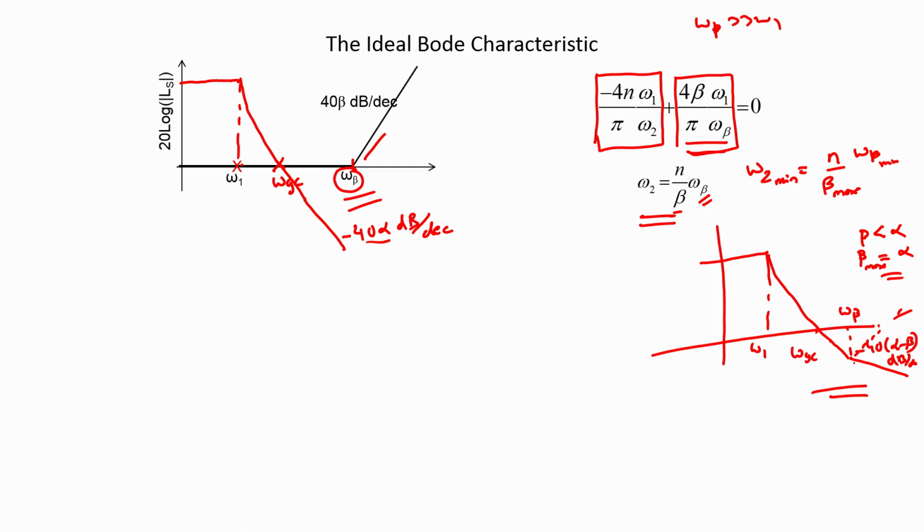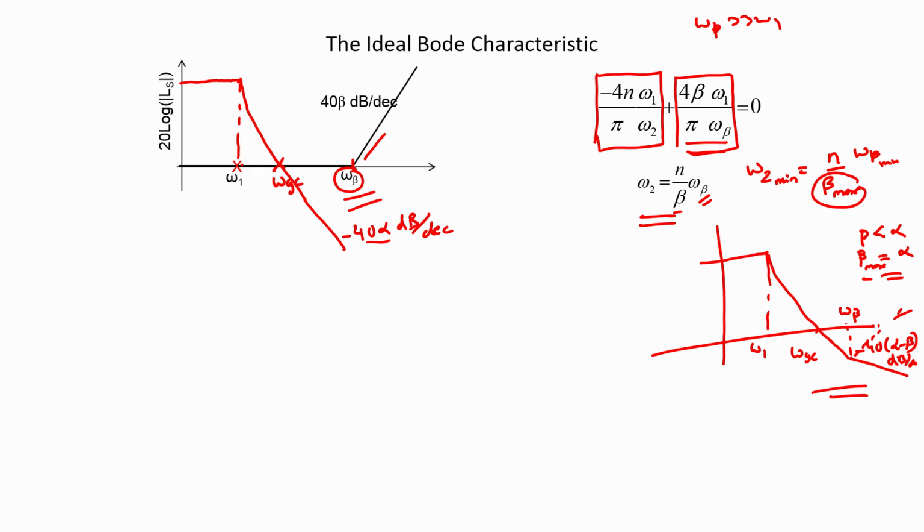Hence, in order for the magnitude characteristic to continue to roll off, we need to have alpha always greater than beta, and at most beta can be equal to alpha. So, the maximum permissible value for beta max is going to be equal to alpha.